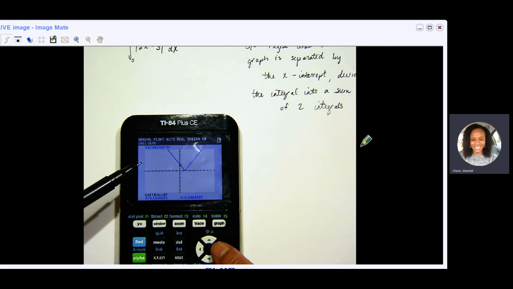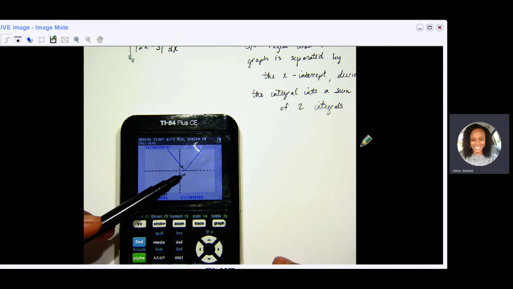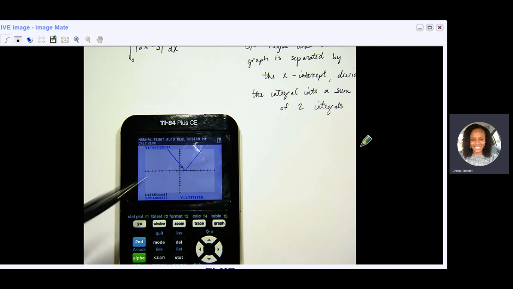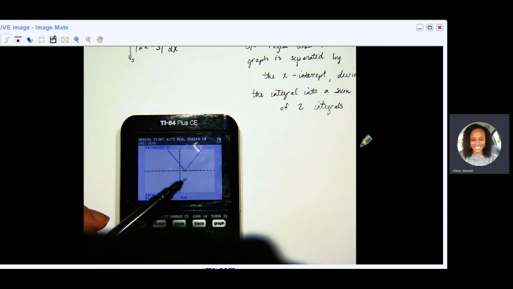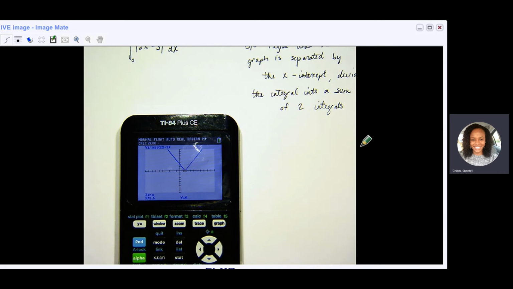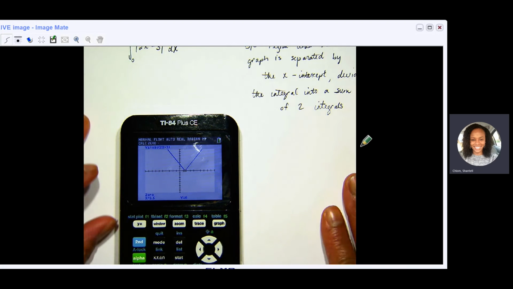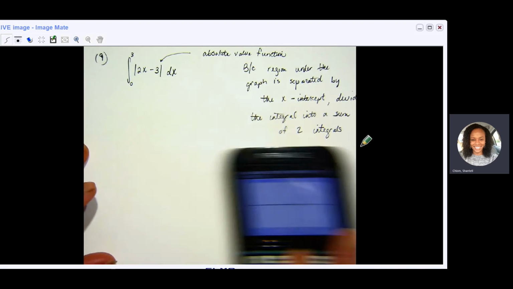I can get a little closer if I want to, but I'm to the left side of where that intercept is. And then I want to be over here to the right side of it as well. And then I'll press enter. And that 0 is at 1.5, so 3 halves. So you can do 1.5 or you can do 3 halves, either one.